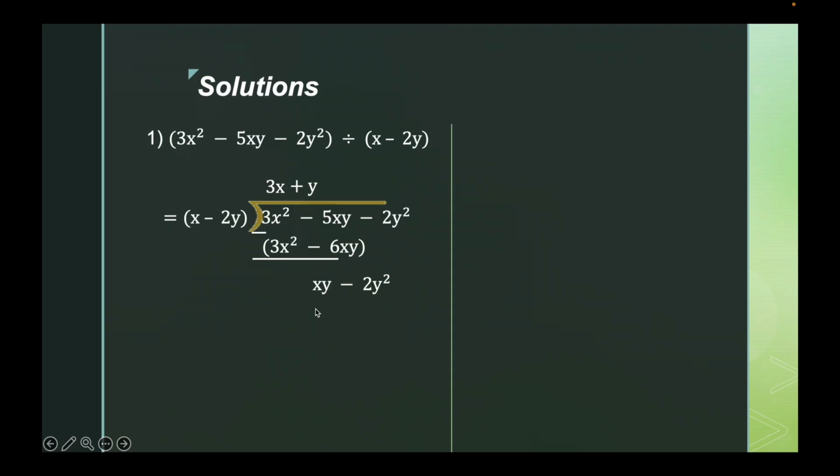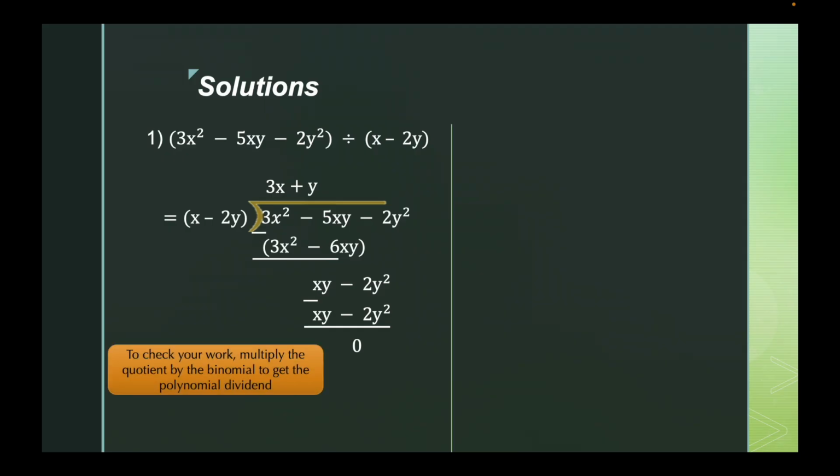That's something that you also need to understand: when you multiply, you're trying to get your first term to be identical to the remainder that is already there. And it is. I get xy minus, if I do y times negative 2y, I get negative 2y squared. My remainder is 0. Again, if you wanted to check your work, you can multiply the quotient by the binomial to get the polynomial dividend.